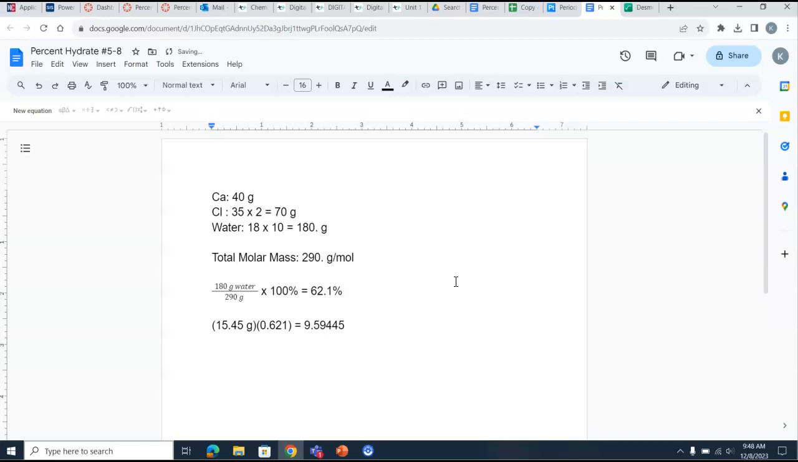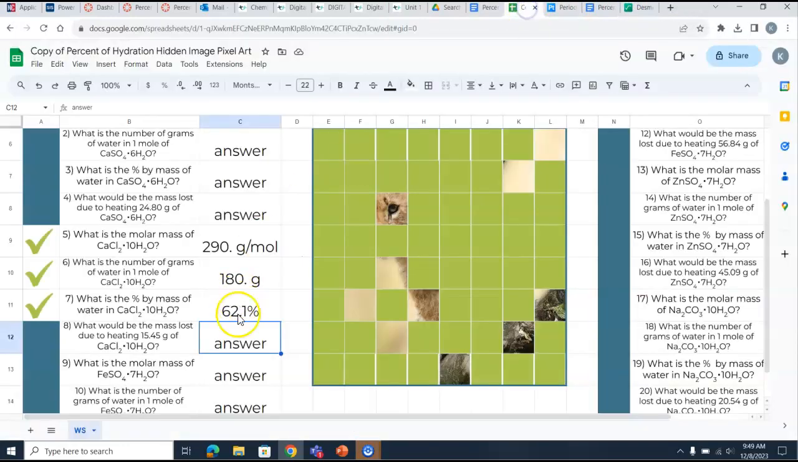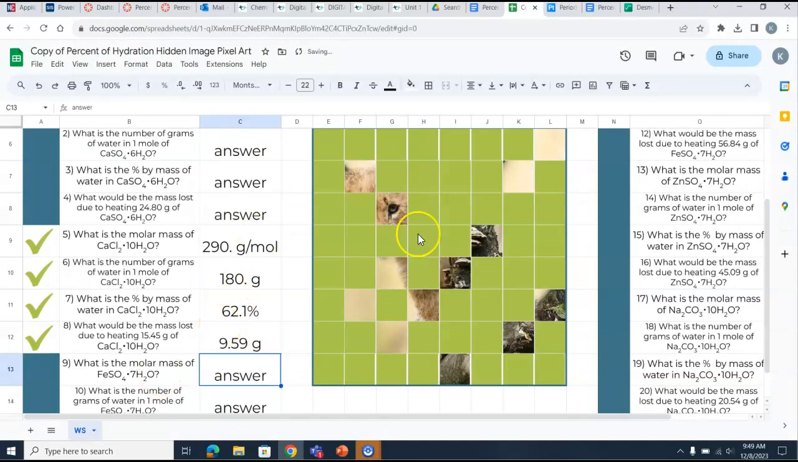Now, here's the thing. We have to round to the least number of sig figs. There's 4 sig figs here, because remember, any non-zero number is significant. Here, there are only 3 sig figs, right? Because the leading zeros are not significant. So there's 3. So we need to report this to 3. So this is going to be 9.59 grams. Okay, so let's go back in and put 9.59 grams. And that is correct.